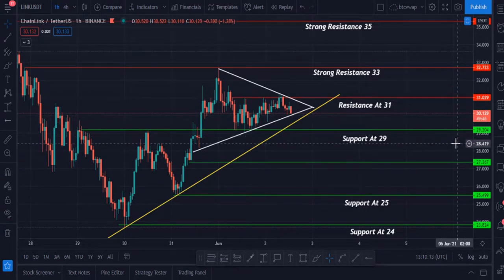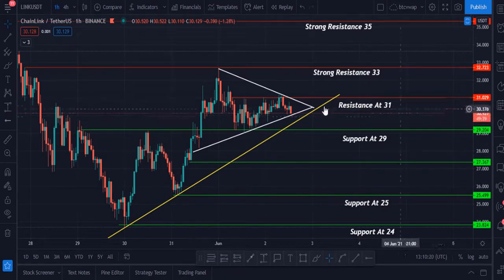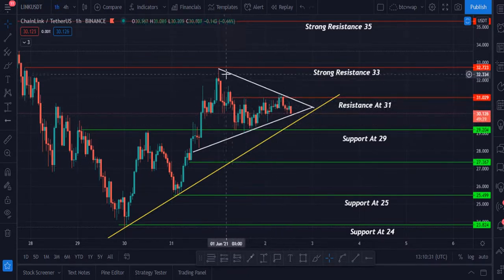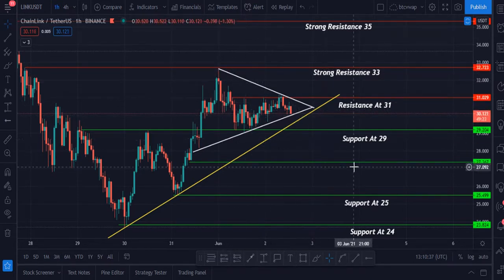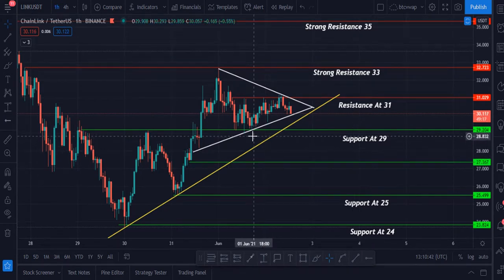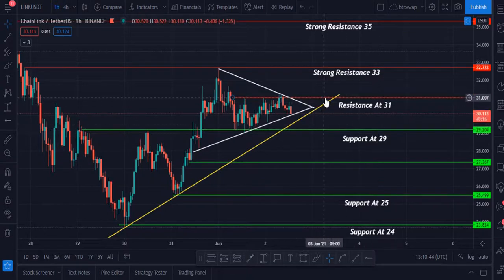This is the Chainlink USD pair 1-hour Binance chart. Chainlink is currently at $30. In my previous video, I told you that there is a very strong resistance at $31, and Chainlink moves in between this resistance, and after hitting $32, Chainlink was again rejected and it is now $30.11. It is in this pattern and this is the downtrend line.